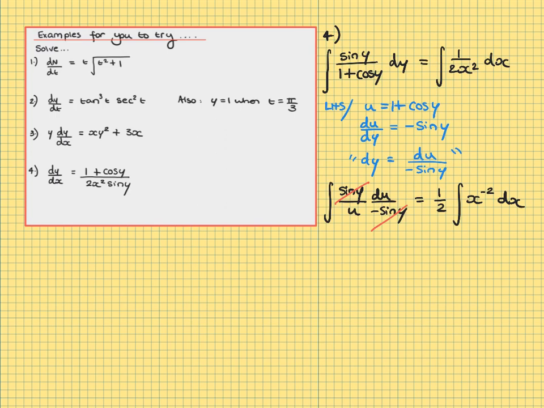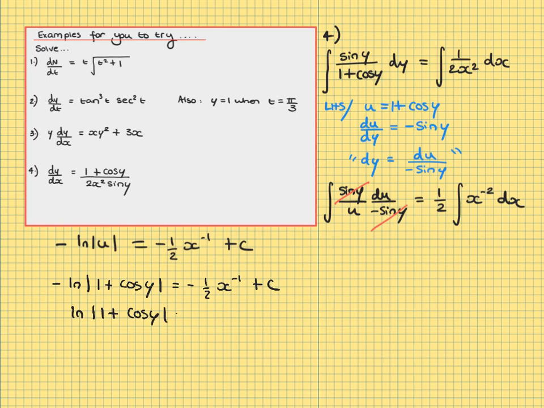The left-hand side is going to very simply integrate to give me negative ln mod u. And on the right-hand side, we will get negative a half x to the negative 1 plus a constant. So let's bring back in the actual substitution for u. So we have negative ln of mod 1 plus cos y equals negative a half x to the negative 1 plus c, multiplying through by a negative here to remove the negative sign. Ln of 1 plus cos y equals a half x to the negative 1 plus c.